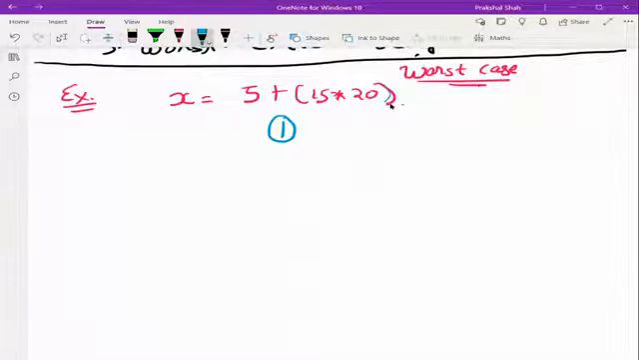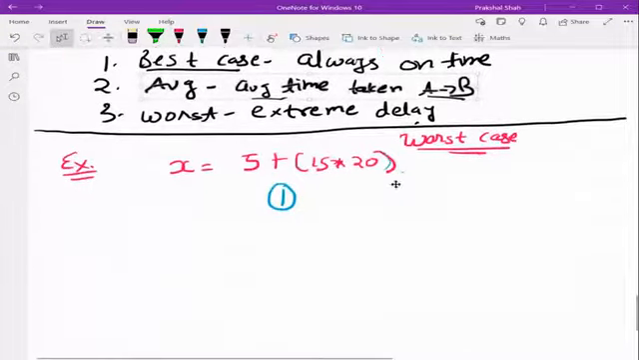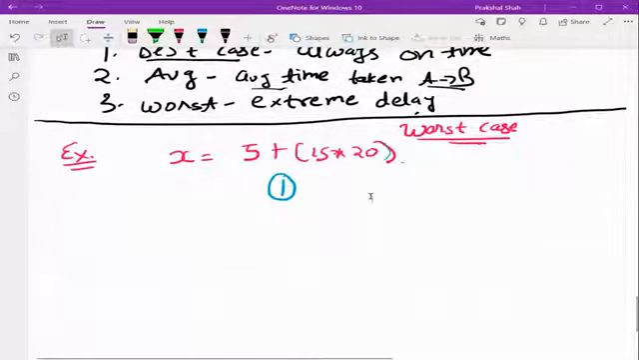So yes, we can say that in the average case we are compensating the delay. We cannot tell the parameter right now, but on the basis of some parameter, I took the parameter of time. So I can take the average time taken from A to B, and that will be my average case. It will not be that much delayed, and not that much fast like the best case.